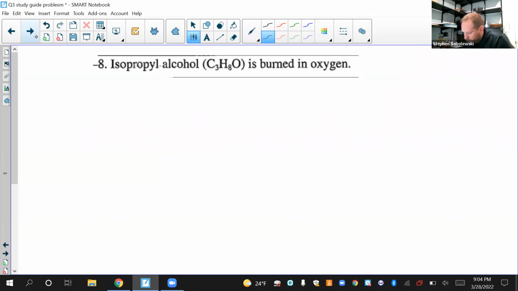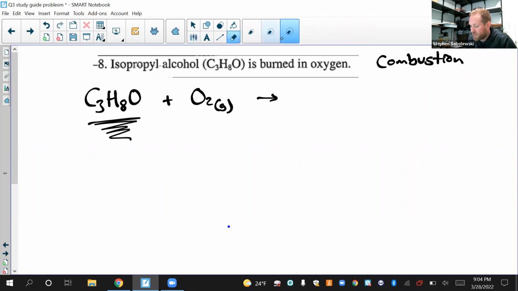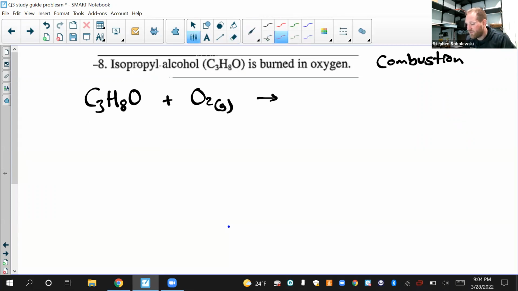Number 8, isopropyl alcohol, C3H8O, is burned in oxygen, O2 gas. You've got to recognize that this is a combustion reaction. How do you know it's combustion and not single replacement? Because my first reactant is clearly a hydrocarbon. It's a CH molecule that, in this case, has a little bit of oxygen as well, but it is a hydrocarbon. So we're going to form CO2 and H2O.